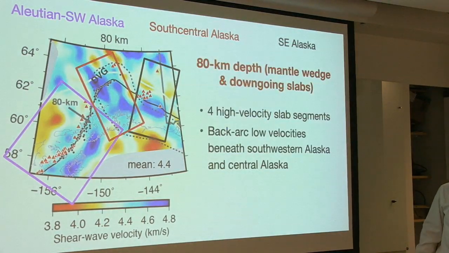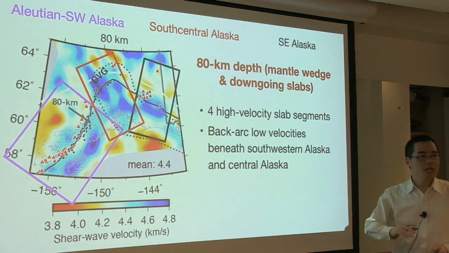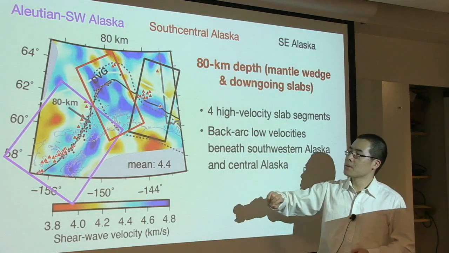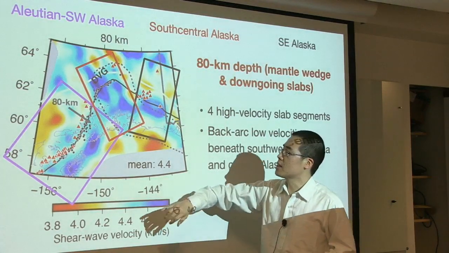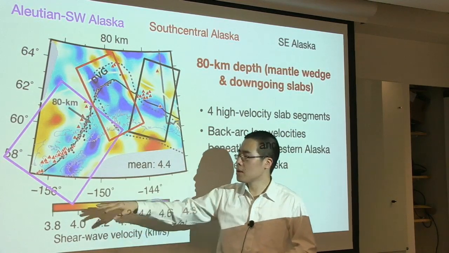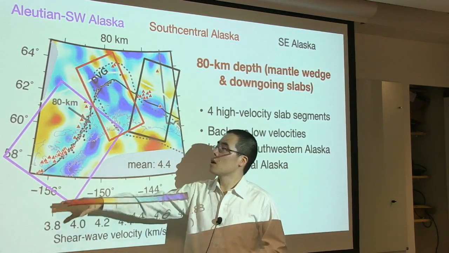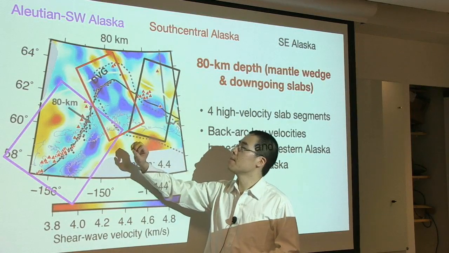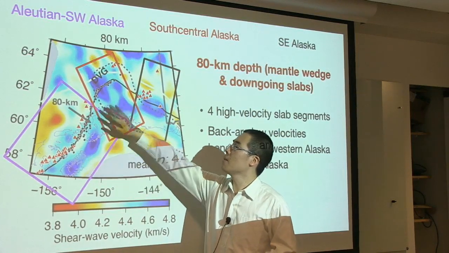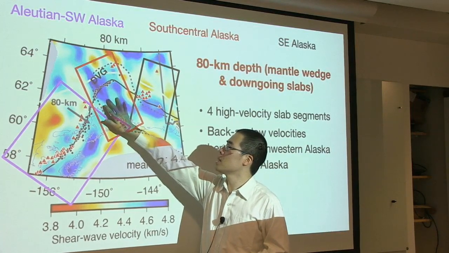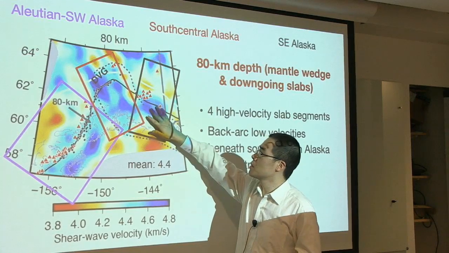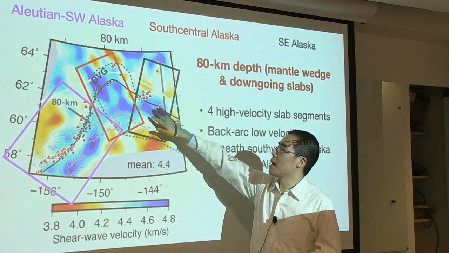Let's start from 80 kilometers, where we highlight most of the slab structures as high velocities. We see here, this is high velocity shown in the blue color, and the warmer red color means lower velocity. And this is the Pacific subducting slab. Those are 2 high velocities associated with the Yakutat subducting slab. This is associated with the Wrangell slab.